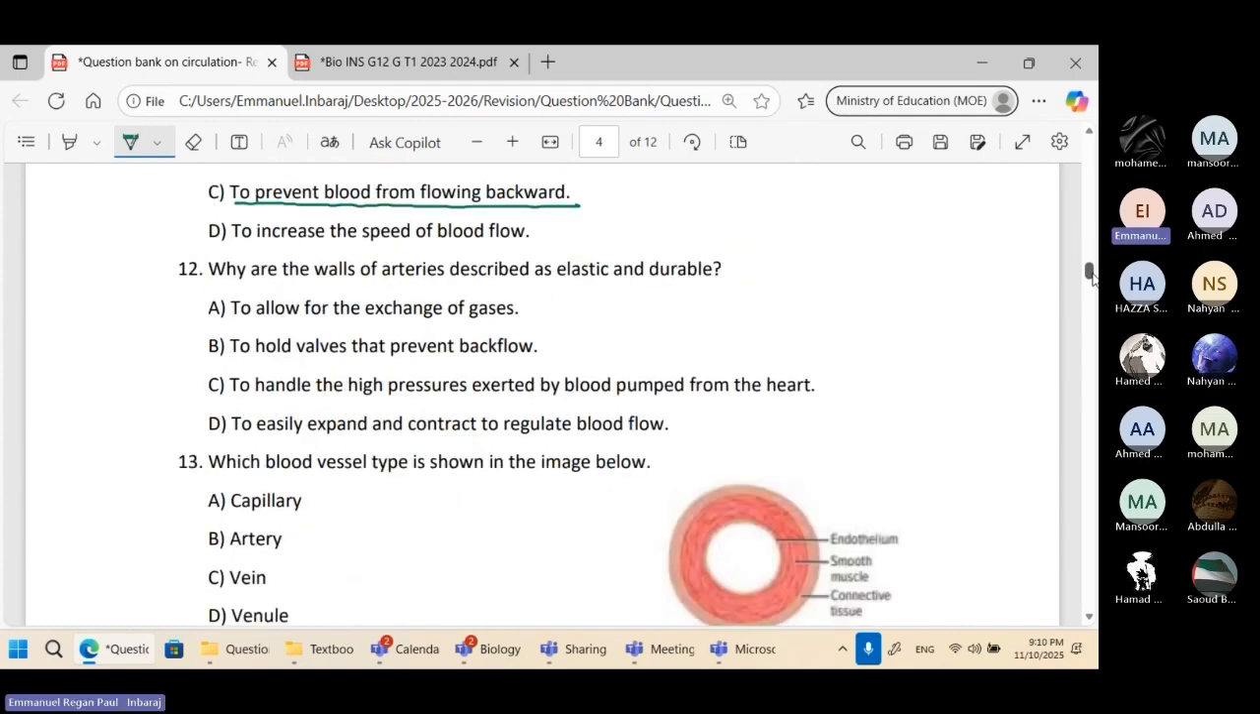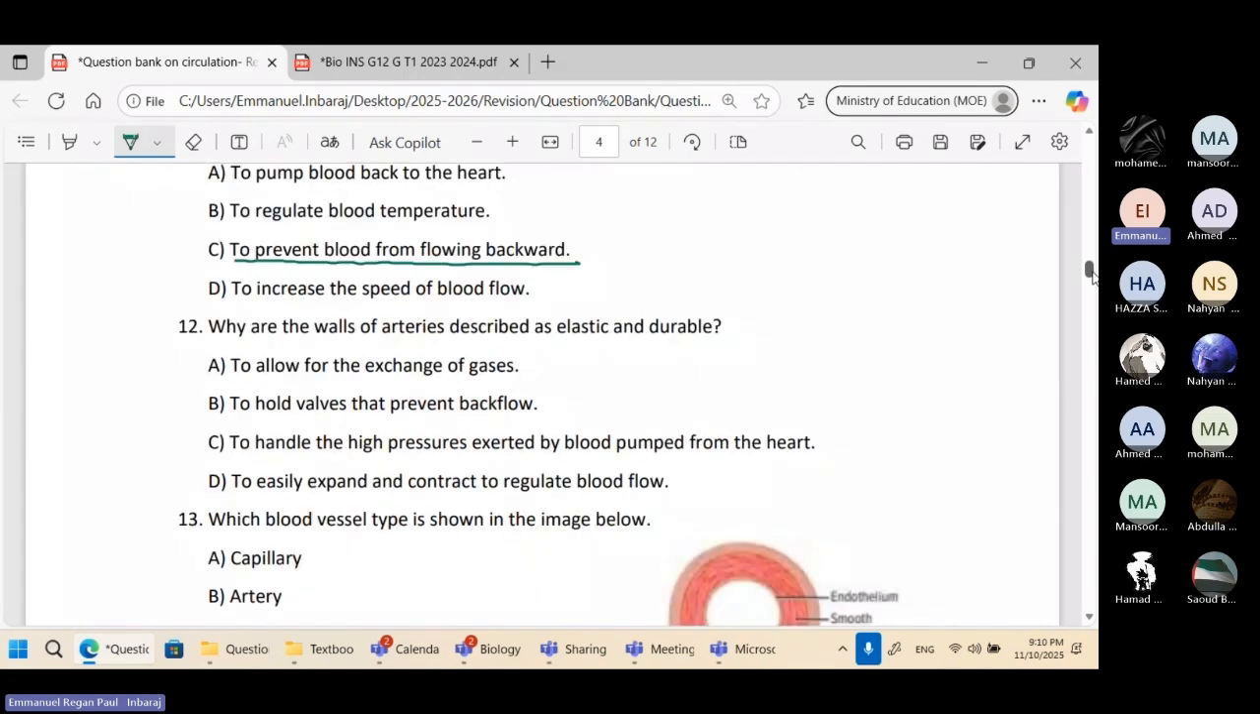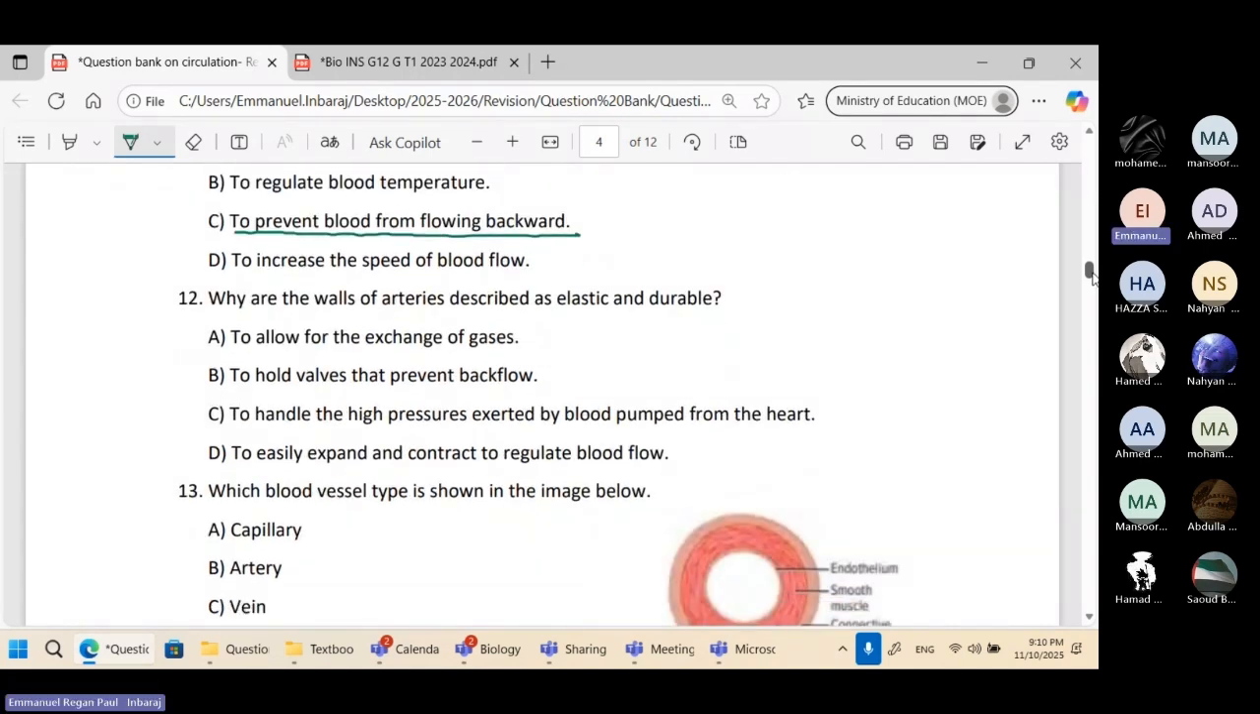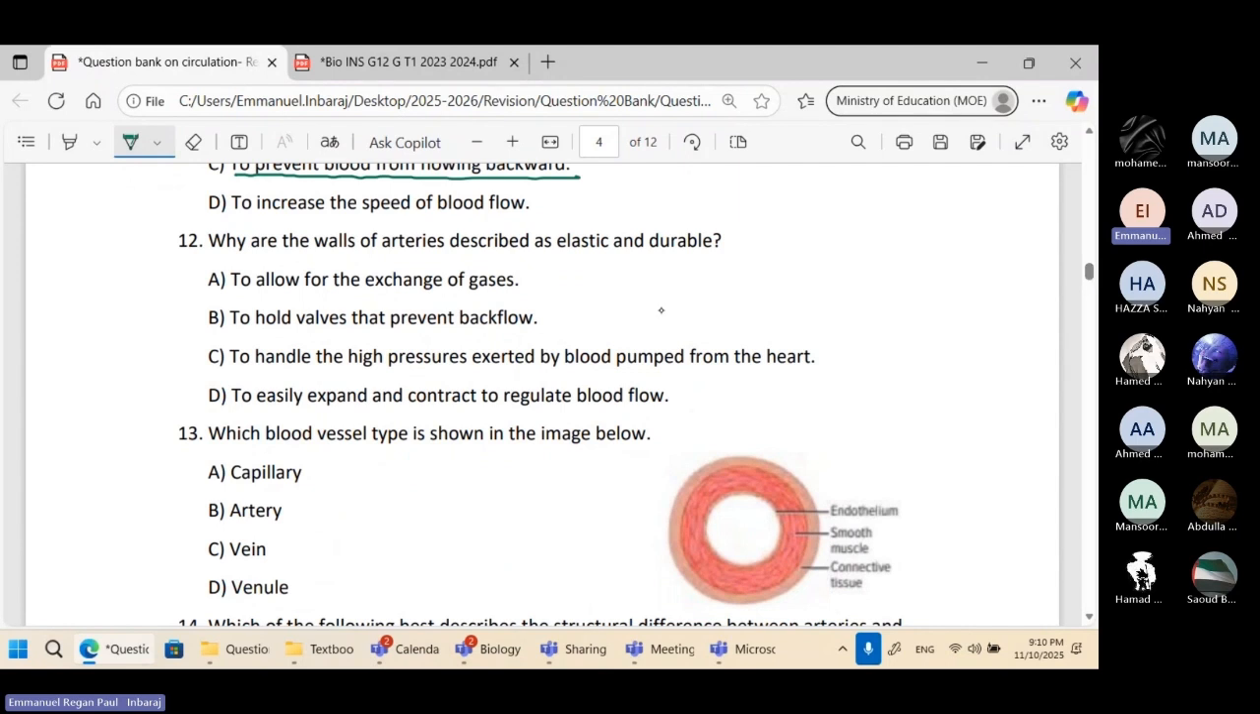Okay, let's go to the next one. See the question here. Why are the walls of artery described as elastic and durable? Because the blood is at high pressure. So they need to protect themselves. See, the wall is thick. Why is the wall thick? Because they need to protect themselves. The blood is flowing with high pressure. If the wall is thin, the blood vessel will burst.